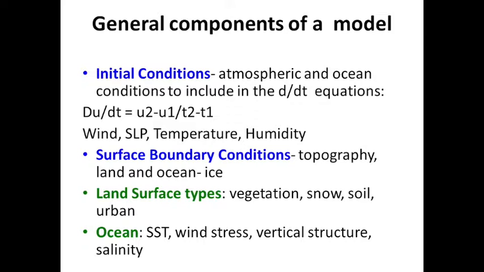The SST is very important. And the wind stress, the winds close to the sea, are very important also, because these winds can change the anomalies from one side to other sides. And we need to know the vertical structure of the ocean and the salinity, so many conditions to be included.